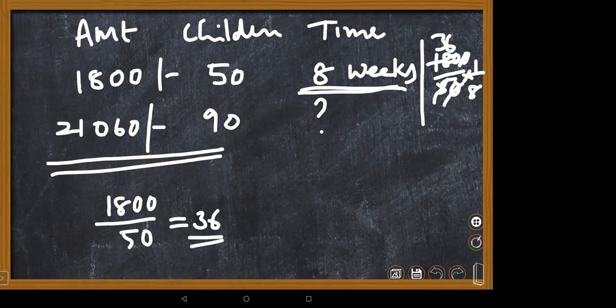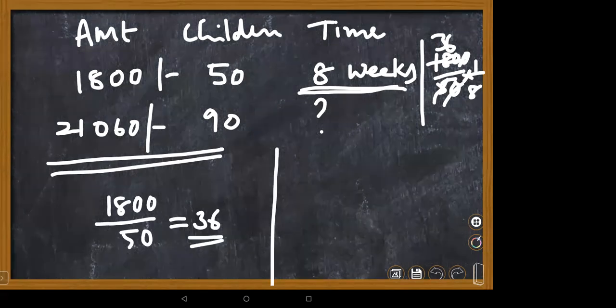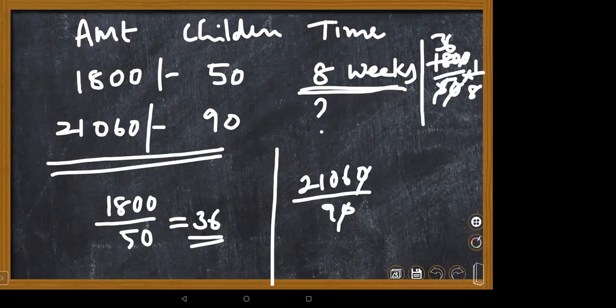This is for 8 weeks. Yes, ma'am. The same procedure you can do for the second. Ma'am, 21060 by 90. Yes. 21060 by 90. So what happens if it is? Ma'am, I did that, ma'am. It is 234. Yes, ma'am.